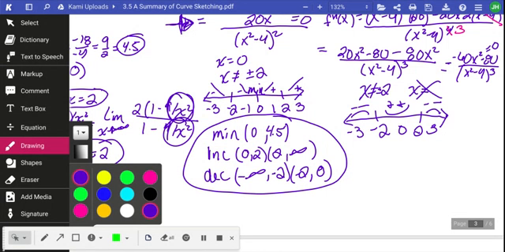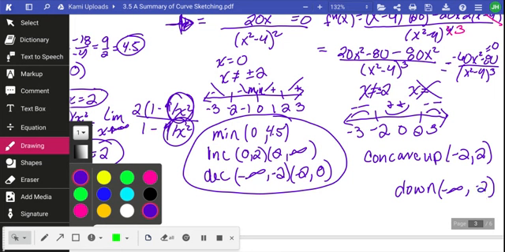So we will have no points of inflection, but we will have concave up intervals and down intervals. So where is it concave up? It's happy from -2 to 2. And then it is sad from super far left, -infinity, to -2. And then also from 2 to infinity. Okay, so we have all this information.